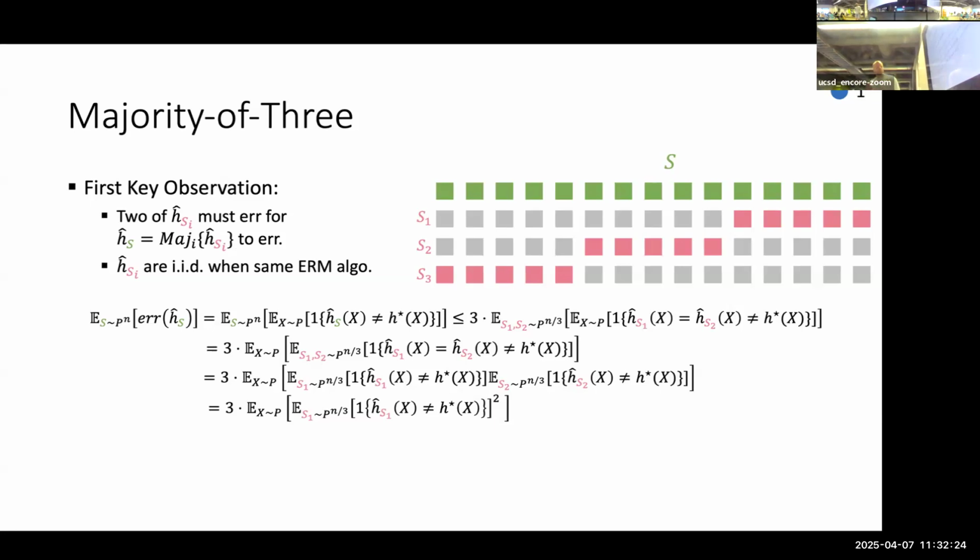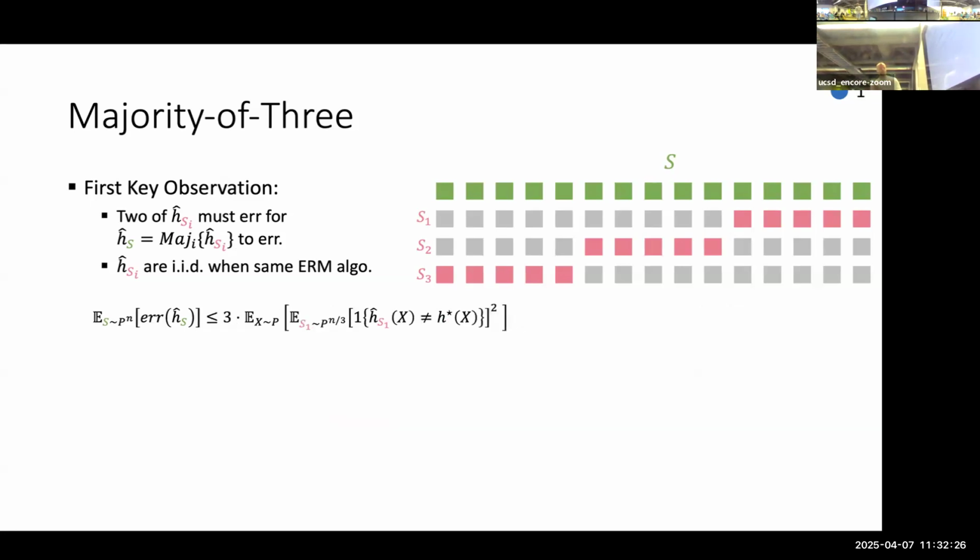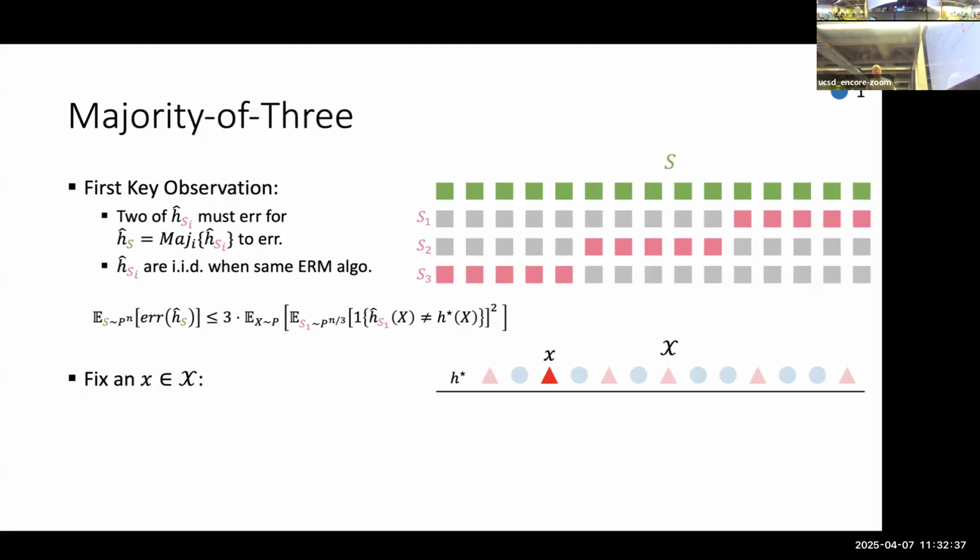Okay, so now we have to work with this. What we do is look at some X in the input domain. So let's zoom in on this one.